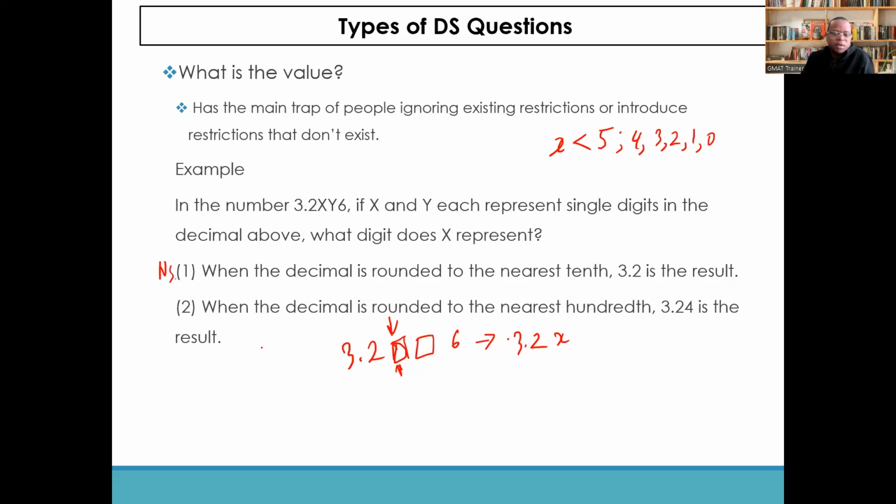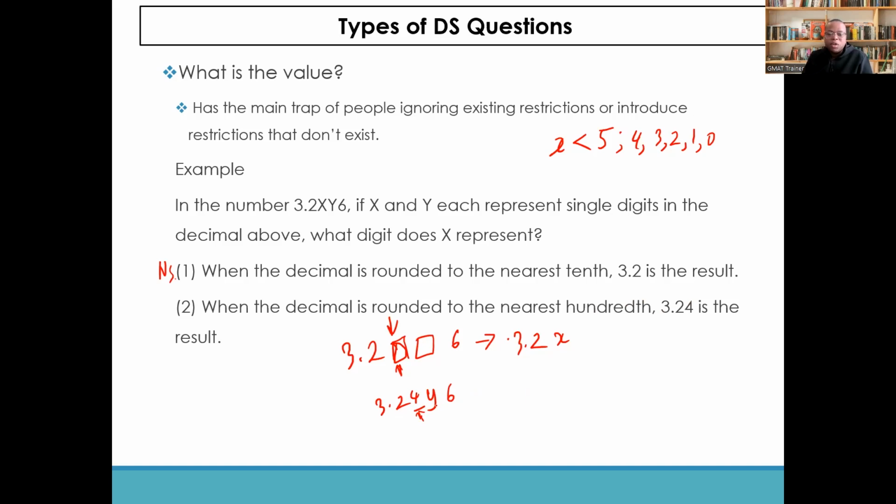Right? Next, let's see. When the decimal is rounded to the nearest 100th, 3.24 is the result. So you have 3.24, and then now y, 6. So the nearest 100th. So what will make this value change? How will this value behave given the various values of y? Because we don't know what y is. Y can take 10 possible values from 0 to 9.